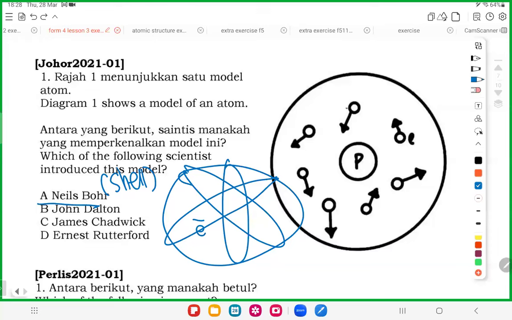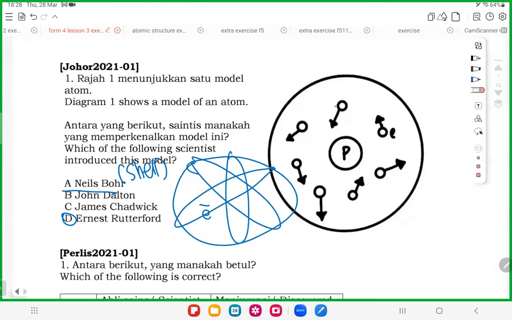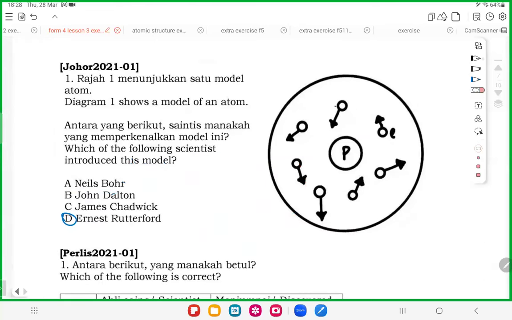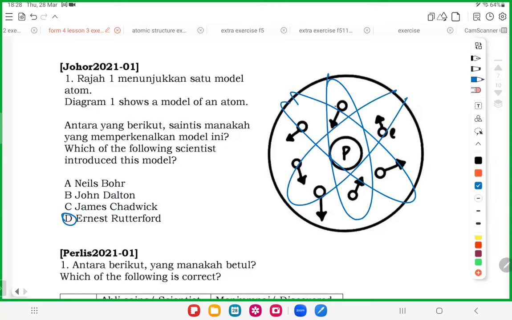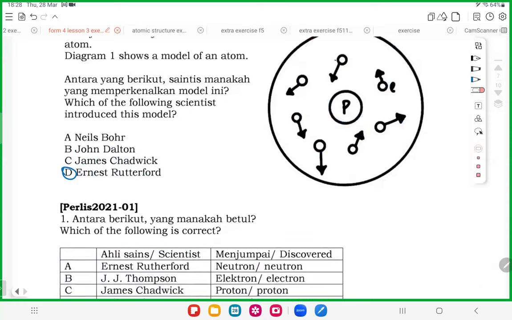Are you okay? Why is it not Niels Bohr? All right. So that's why be careful, you know. They are so bad, they put Niels Bohr as the first answer. So maybe some of you thought the answer is Niels Bohr. You circle answer A happily and you won't check the other answers. That's why you have to be careful. Niels Bohr says electron moves in their own shell. They didn't draw the shell here. Okay, let's move on.